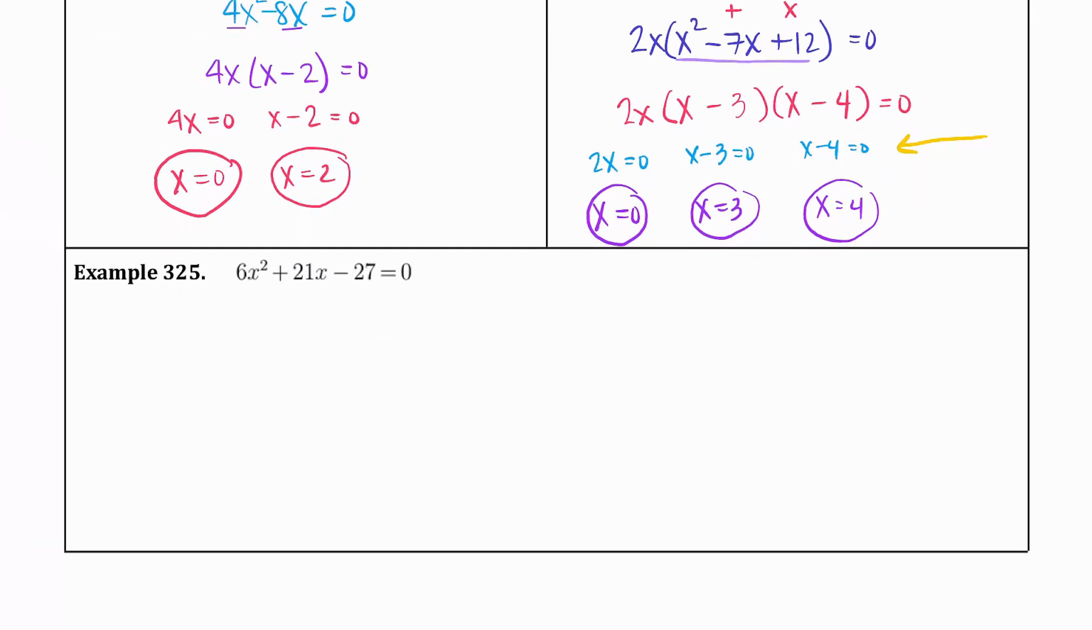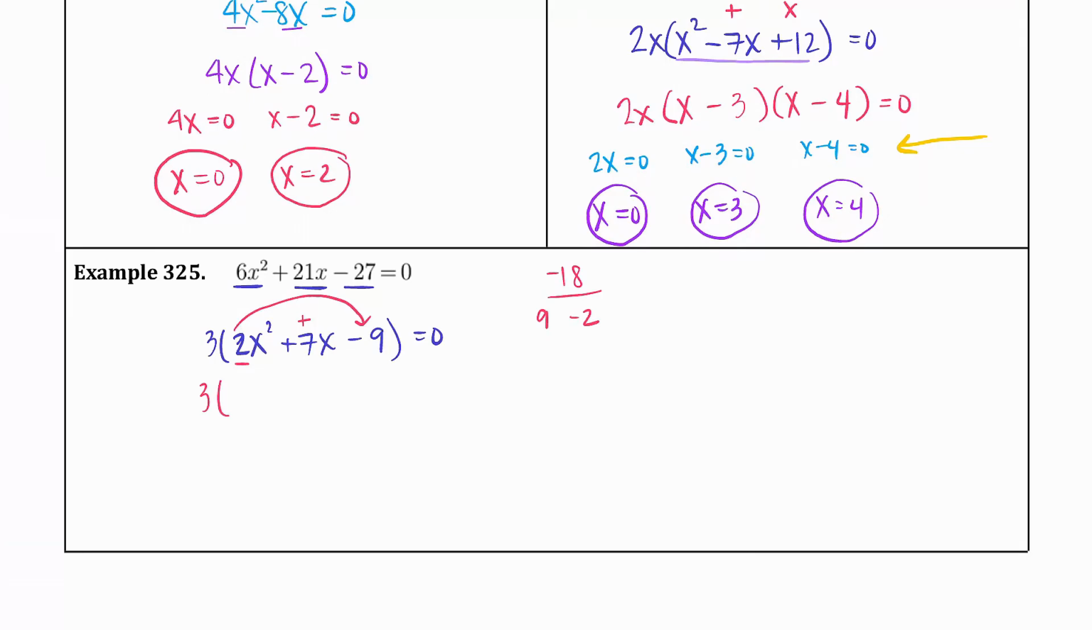All right, and then our last one here, we do have a greatest common factor. Again, we can take out a 3 from all of these, and I'm left with 2x squared plus 7x minus 9. We have a quadratic left to factor there. We have an a value that is not 1, so I'm going to use my AC method or factor by grouping method. 2 times negative 9 is negative 18. I want two numbers that multiply to give me negative 18 and add to give me 7. Well, that's going to be a 9 and a negative 2.